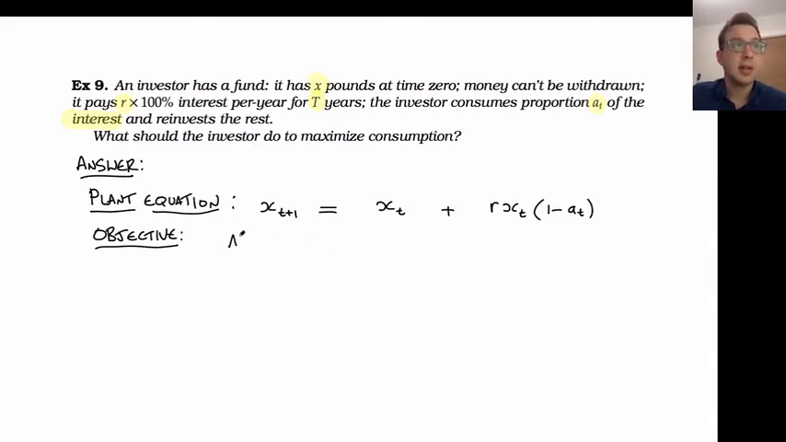is to maximize the sum of the amount that we consume. So from time t equals 0 to time t equals T minus 1, r of x_t times a_t. This is the interest I get from the fund at each time, and that's the amount that I consume from the fund at each time.